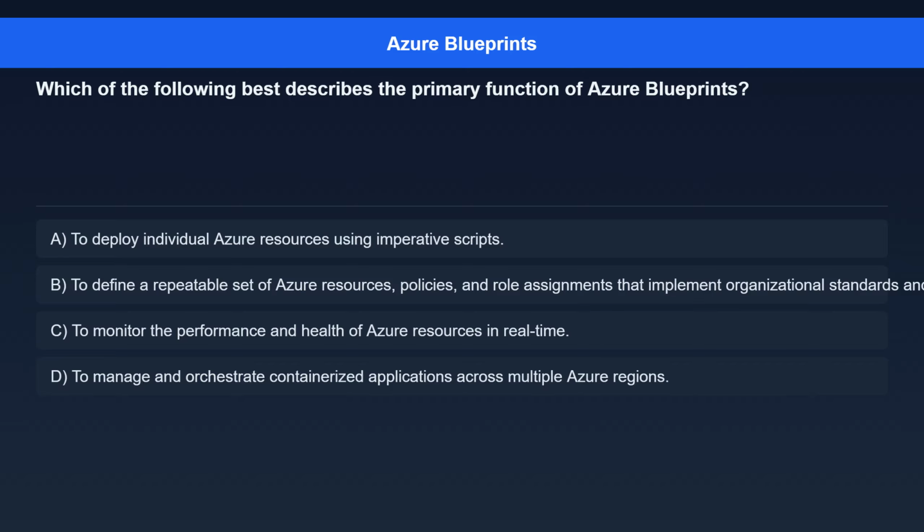Question 7. Which of the following best describes the primary function of Azure Blueprints? Option A. To deploy individual Azure resources using imperative scripts. Option B. To define a repeatable set of Azure resources, policies, and role assignments that implement organizational standards and governance. Option C. To monitor the performance and health of Azure resources in real time. Option D. To manage and orchestrate containerized applications across multiple Azure regions.